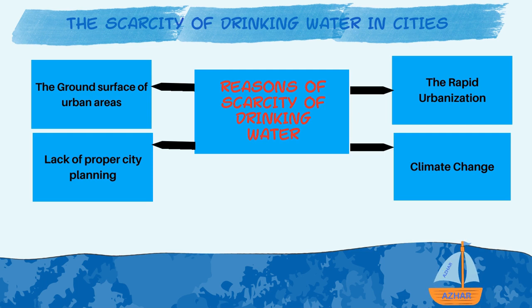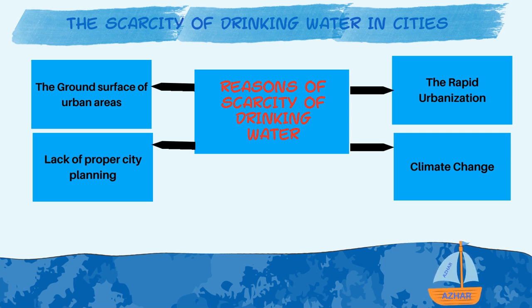Now we discuss the ground surface of urban areas. We have already discussed that with the buildings and other development in the urban areas, there will be no bare soil or land, and there will be concrete infrastructure and asphalt roads, so that there would be no seepage in the ground, and there will be no recharge of water. Thus, the groundwater table goes lower and lower. Thus, the population faces the scarcity of drinking water in cities.